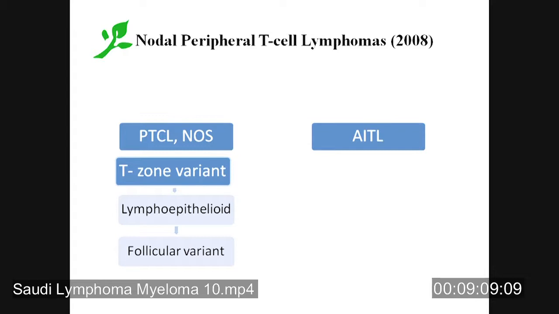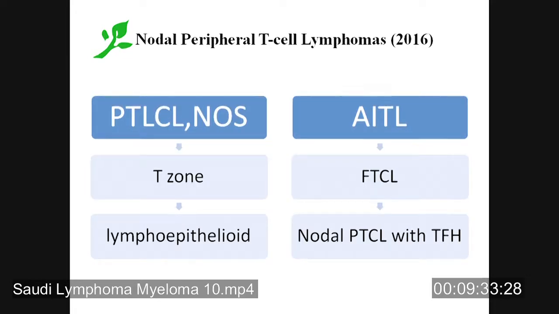The last one is the nodal peripheral T-cell lymphoma. In 2018, we have the peripheral T-cell lymphoma NOS with its variants: the T-zone, the lymphoepithelioid, and the follicular variant. And the other one is angioimmunoblastic T-cell lymphoma, which arises from the T follicular helper cells of T cells.